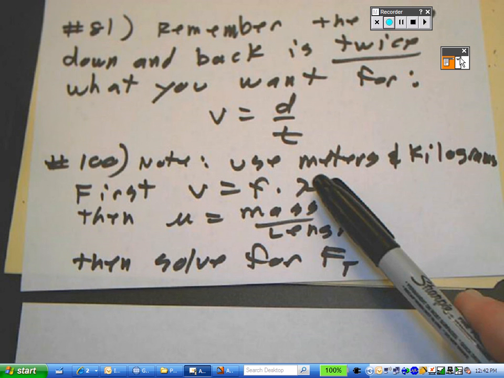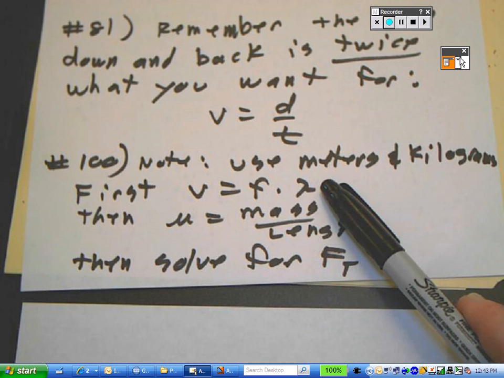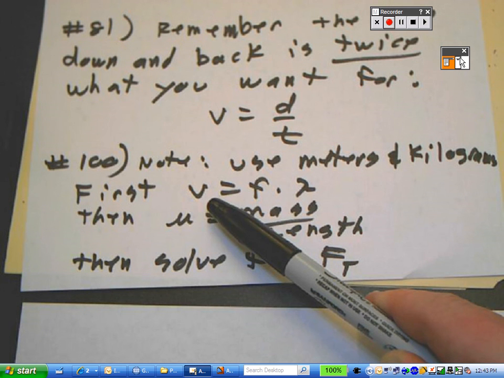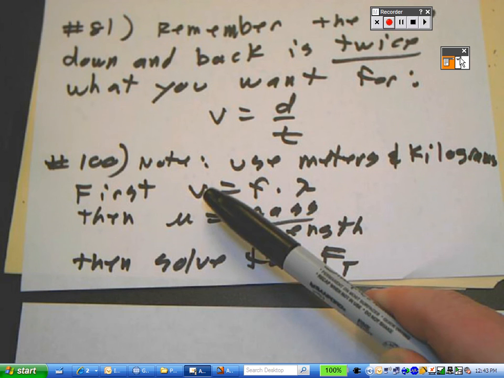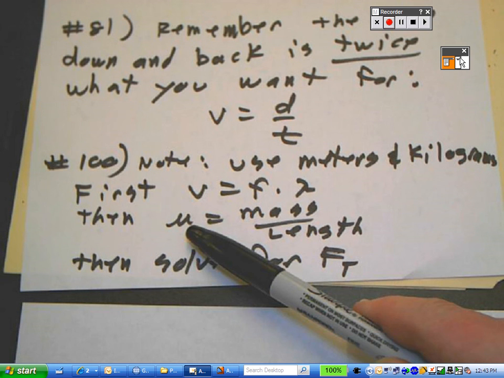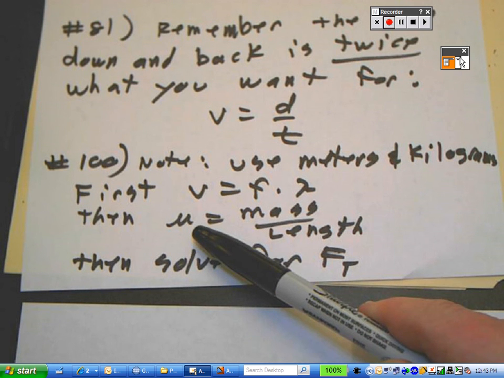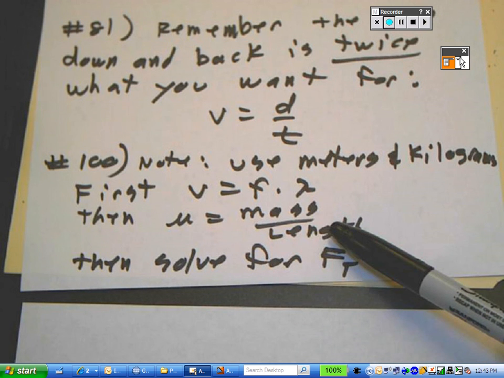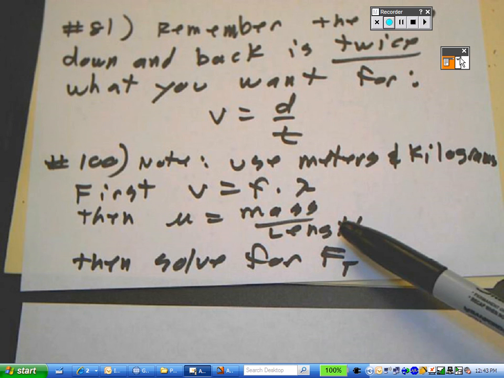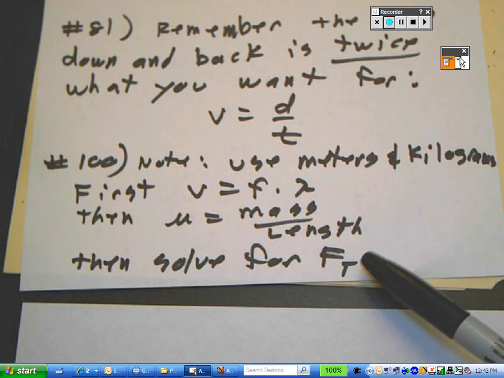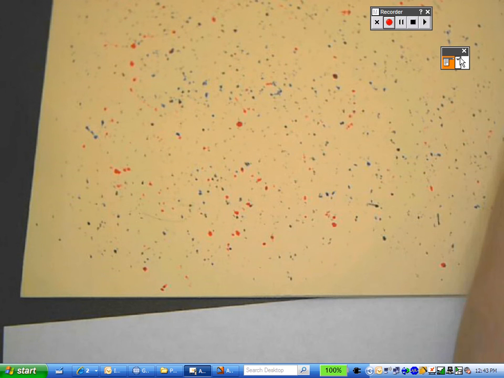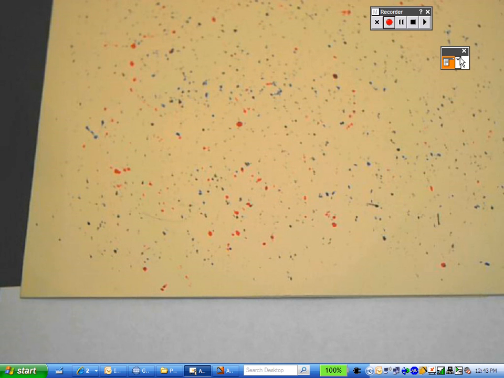So I would suggest starting with velocity equals frequency times wavelength. And the reason for that is velocity is part of the formula you're going to use that you see on problem number 100. Then the next thing you need is mu is not the coefficient of friction in this case, it's the mass divided by the length, the mass per unit length. And so when you're finished with that, it'll be relatively easy algebra to solve for F sub t, the force of tension. Now let's switch over to chapter 15 and begin.